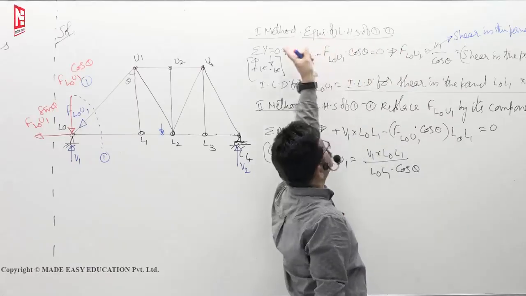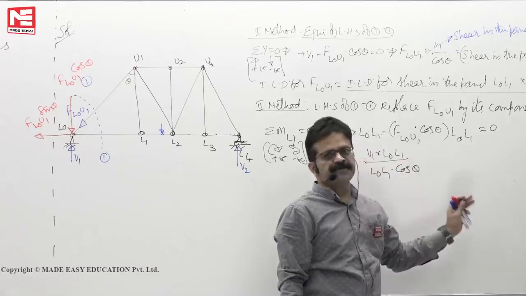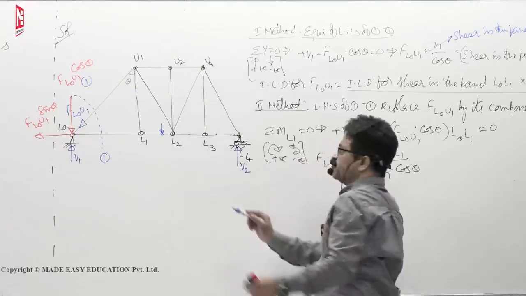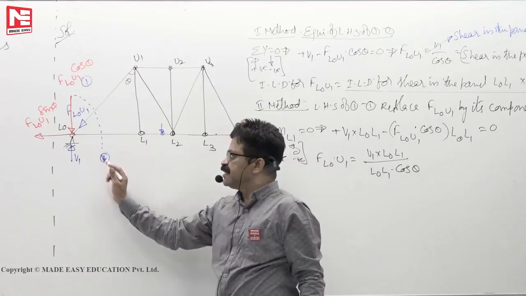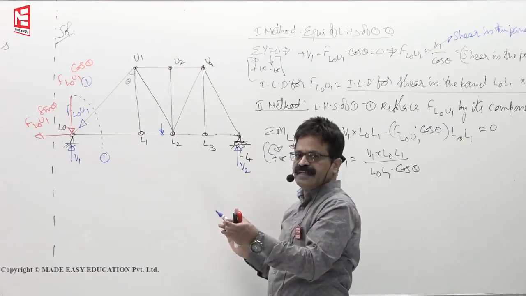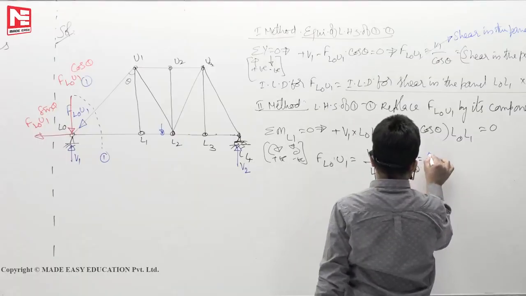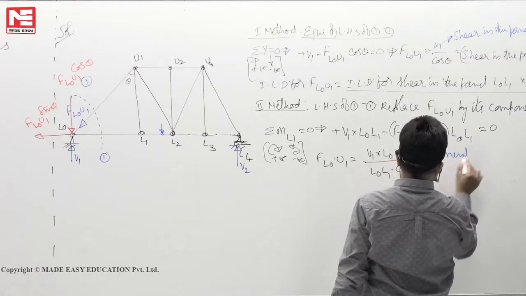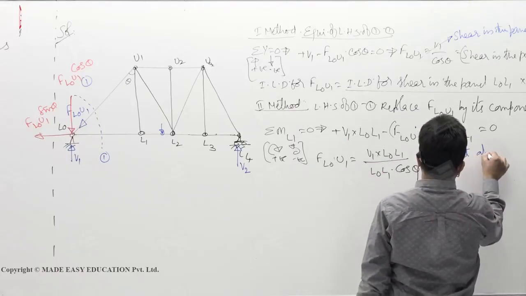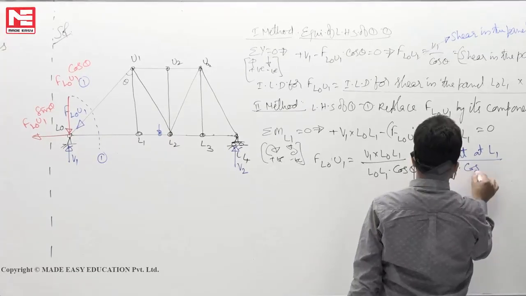That means whether you use sigma Y equal to 0 or sigma M equal to 0, ILD expressions are always same. But only thing is the reading is different. So V1 into L0 L1, if at all you assume that it is a beam, is like a moment of V1 about L1. So this I can write it as beam moment, we call it, or simply moment at L1 by L0 L1 into cos theta.